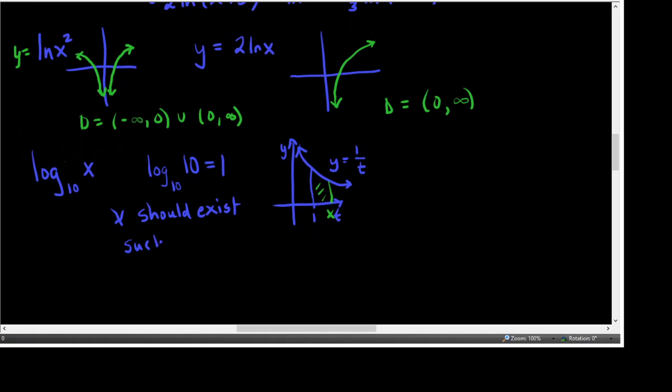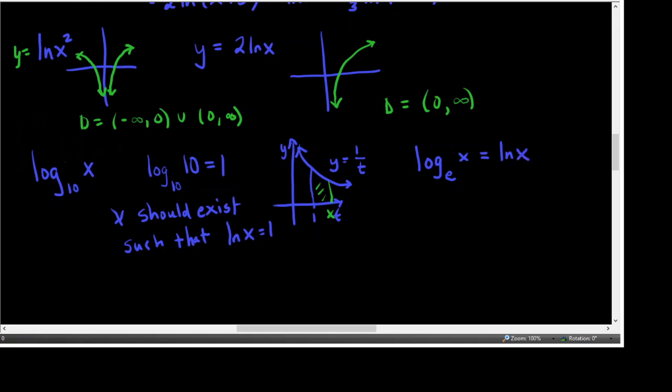Because of the continuity, we know that 1 has to be a value that we get because we're just accumulating that area. So x should exist such that ln of x is 1. And if we think about different bases, the natural logarithm is actually technically log base e. That's what the ln of x is.